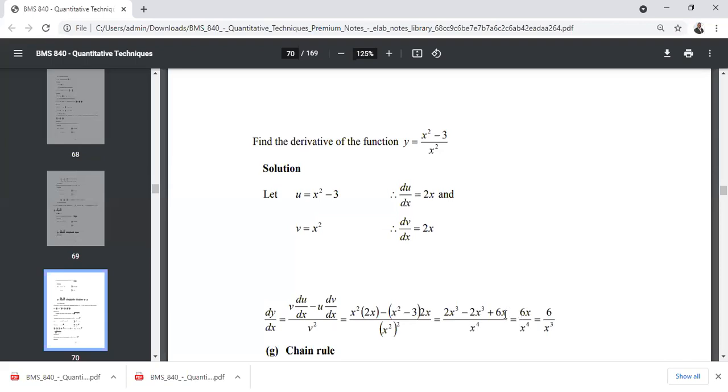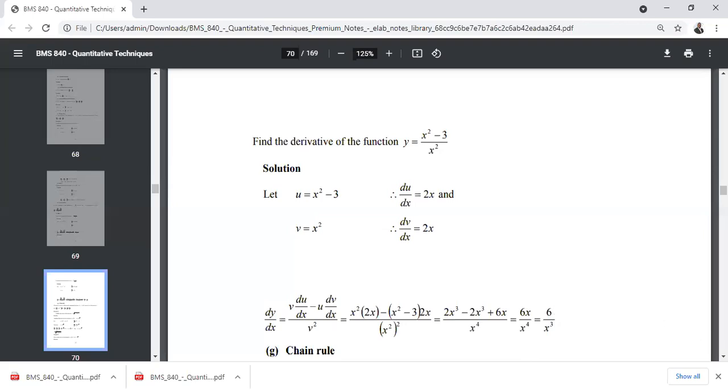And then from there now, we simplify. Of course, 2x cubed will cancel out with minus 2x cubed. Then you are going to be left with 6x over x raised to 4. Cancel the x out, our answer will be 6 divided by x cubed. If you want to simplify these things, you can say 6x raised to negative 3.